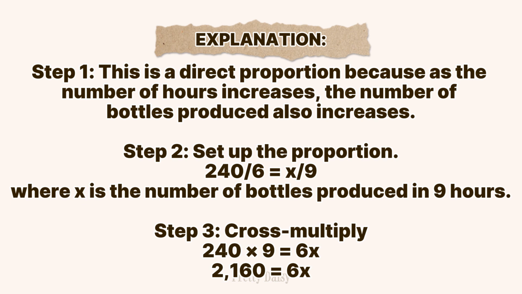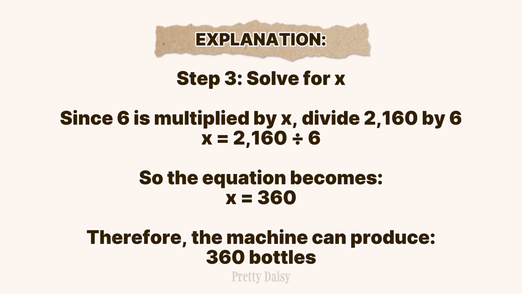Step 3. Cross-multiply. 240 times 9 equals 6 times x. 2,160 equals 6x. Step 4. Solve for x. Since 6 is multiplied by x, divide 2,160 by 6. x equals 2,160 divided by 6, which equals 360. Therefore, the machine can produce 360 bottles.